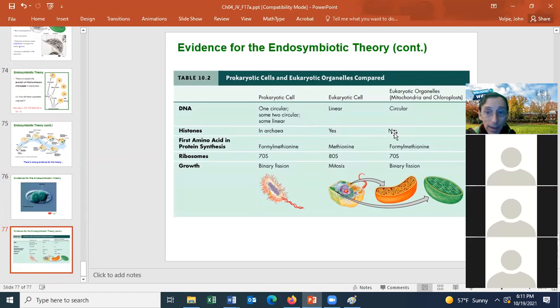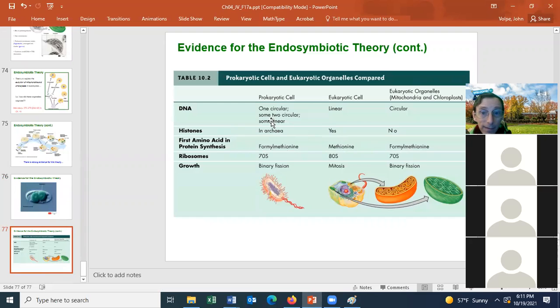But they do have 70S ribosomes, which the bacteria have, and the eukaryotes have 80S ribosomes. The mitochondria and the chloroplast divide by binary fission, which is the way a prokaryotic cell divides. The eukaryotic cell divides by mitosis. Another few things that are different is the first amino acid in protein synthesis is methionine in a eukaryotic cell. It's formylmethionine in a prokaryotic cell, and in mitochondria.